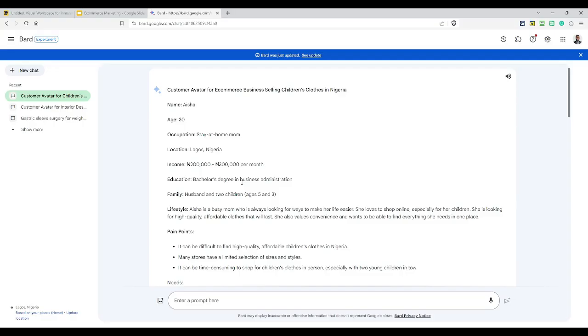Just create as many as you can, thinking of different unique individuals for your business, and you have so many marketing angles to use.